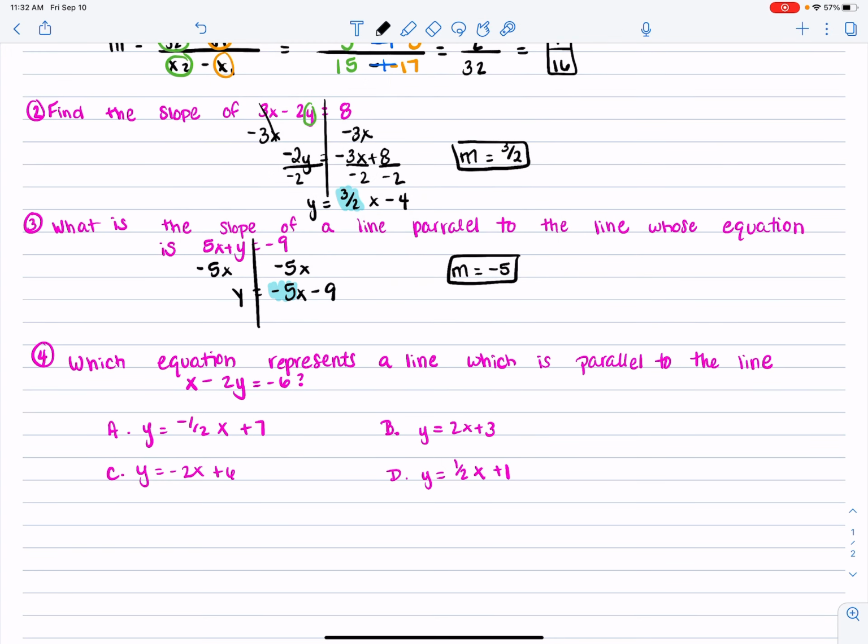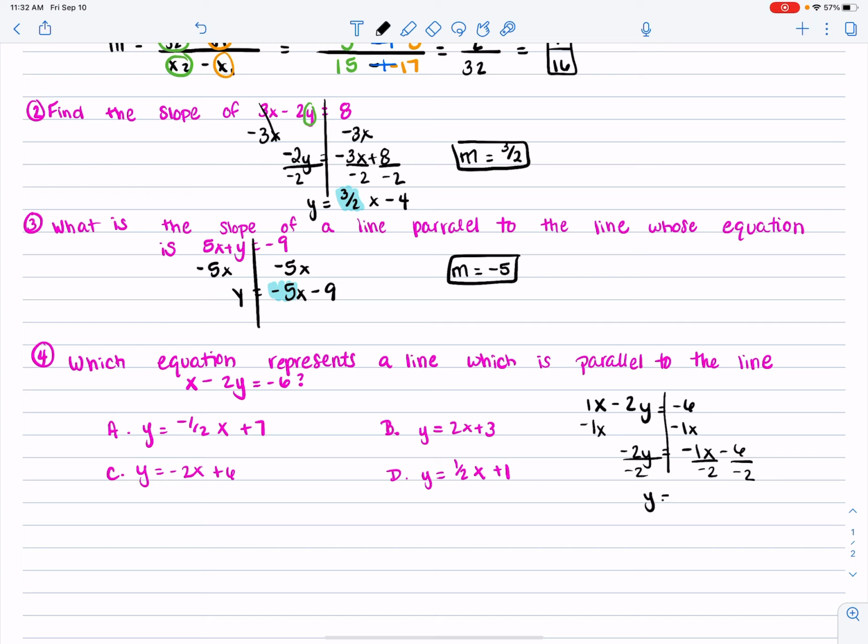Okay, so I need to take x minus 2y equals negative 6, and I need to solve it for y so I know the slope. So we're going to minus 1x, because really there's a 1 here. So I have negative 2y equals negative 1x minus 6. Divide by negative 2.